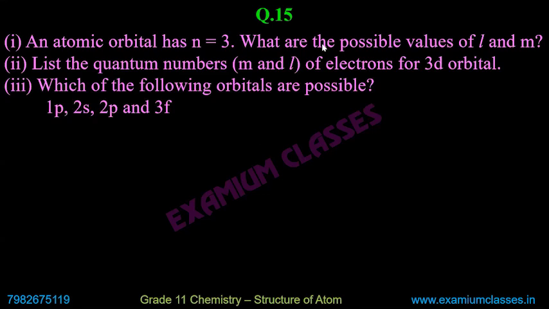Okay. Right. So L is D, it means it is 2, and M will be minus 2 to plus 2. Correct. Now the third part: which of the following orbitals are possible? Who will tell me the answer?